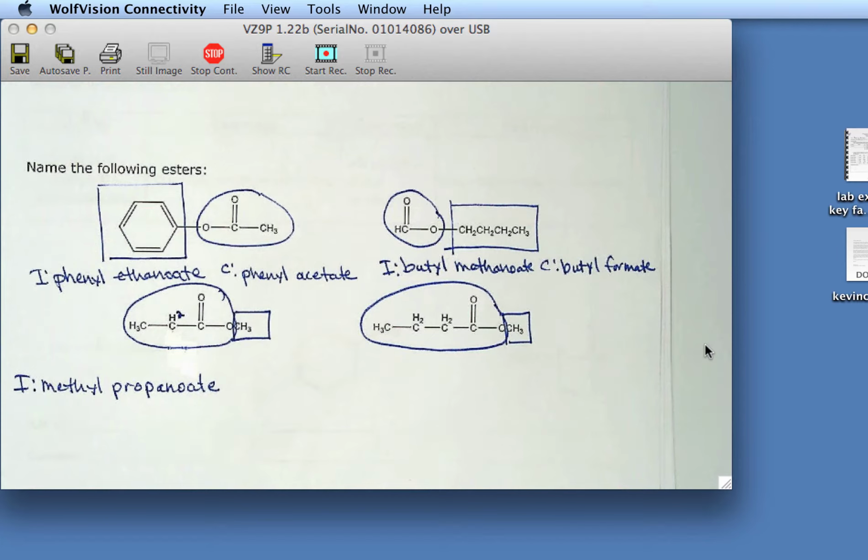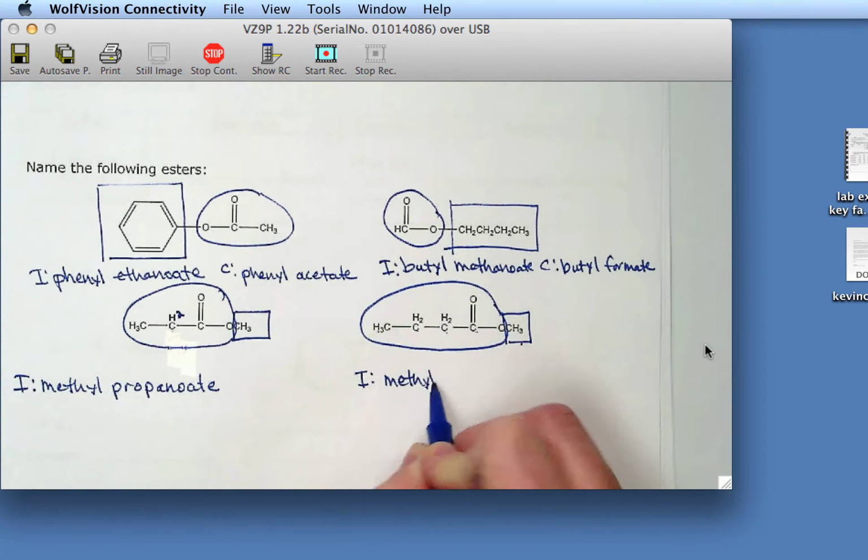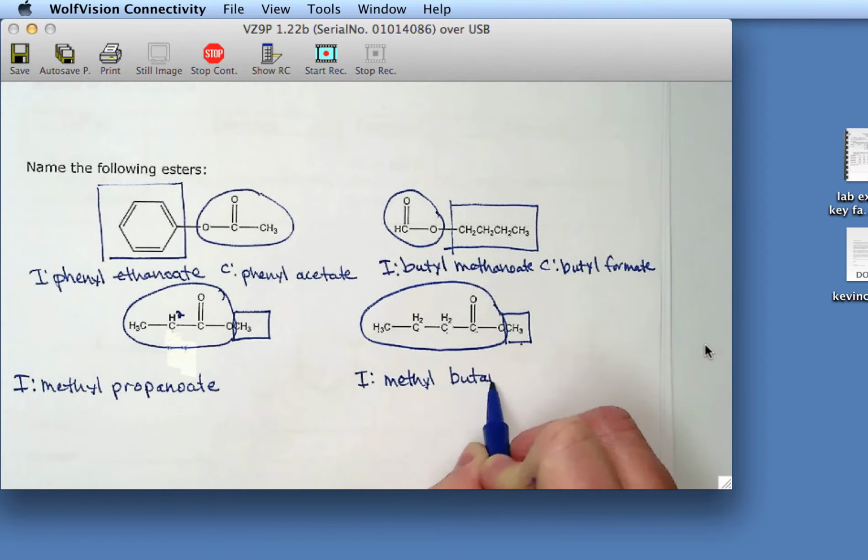It's kind of confusing. We have a special nomenclature, like I mentioned before. We try to keep it simple. So I won't see any of those on the test. Okay, 1, 2, 3, 4. Methyl butanoate.